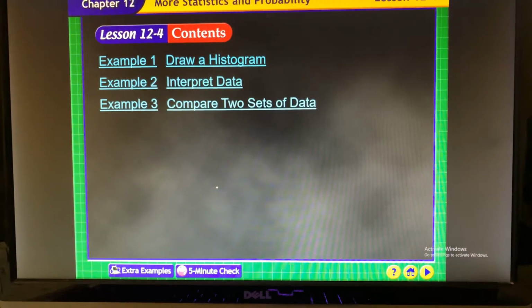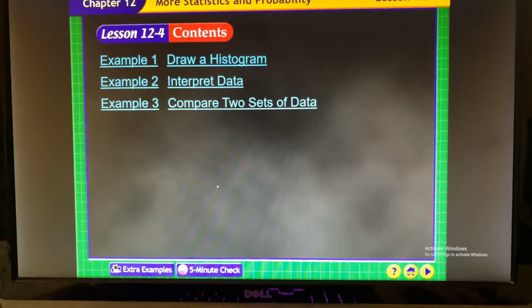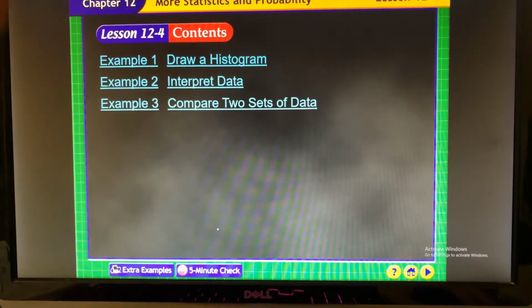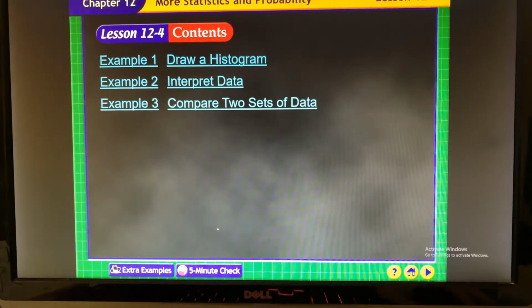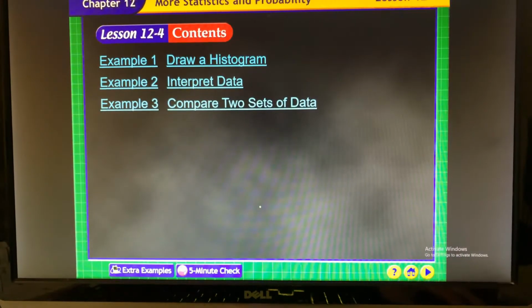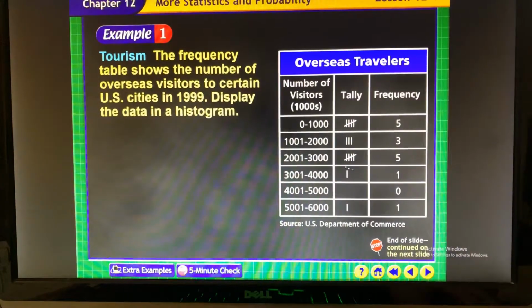Okay, let's do another way to organize data: a histogram. So far we've covered organizing data in a stem and leaf plot and in a box and whisker. Now we're going to organize some data in a histogram format. A histogram is really similar to a bar graph. It starts off with what's called a frequency table.